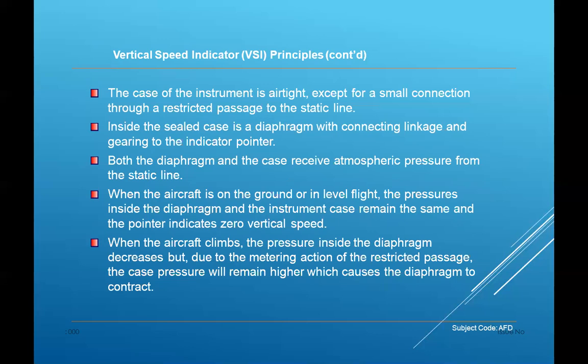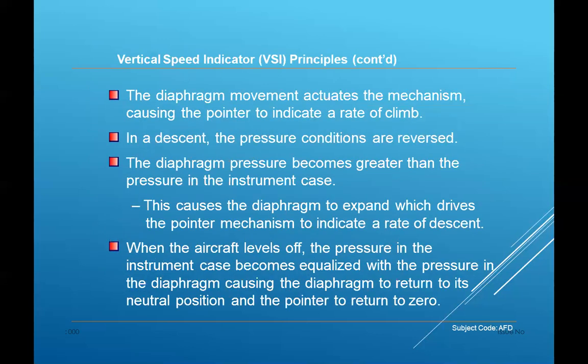When the aircraft climbs, the pressure inside the diaphragm decreases, but due to the metering action of the restricted passage, the case pressure will remain higher, which causes the diaphragm to contract. The diaphragm movement actuates the mechanism causing the pointer to indicate a rate of climb.